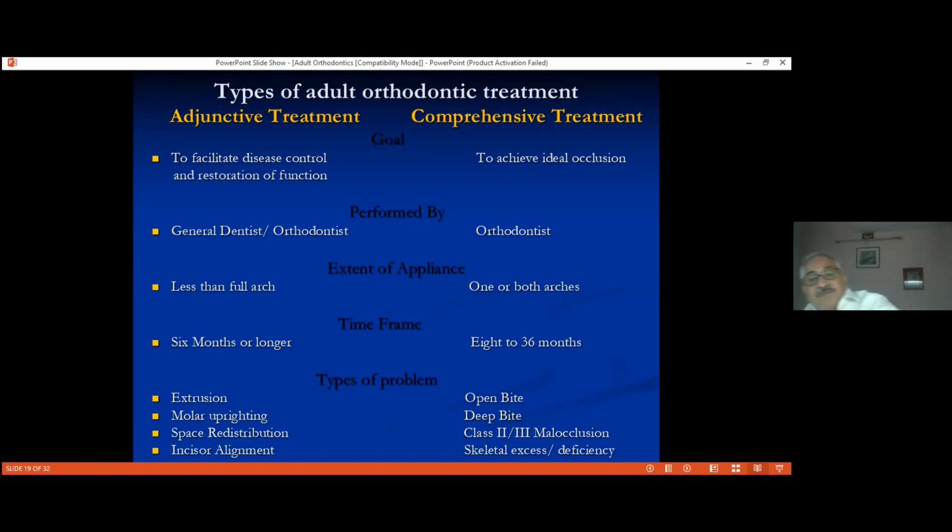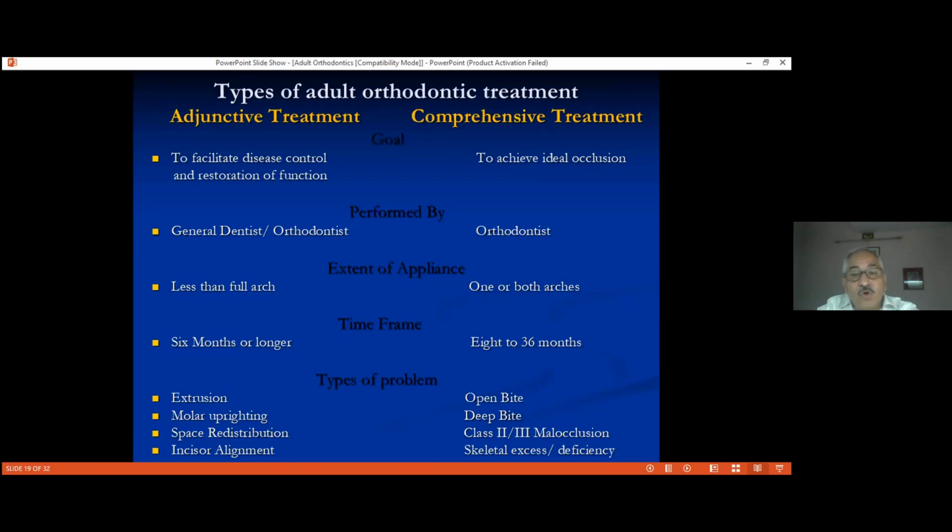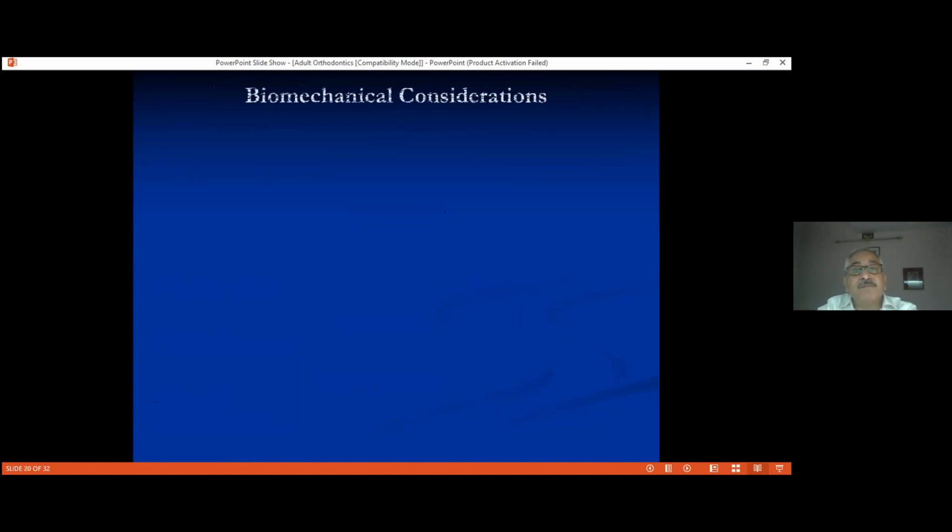Whereas in comprehensive treatment, apart from open bite and deep bite, we need it for class 2 or class 3 malocclusion, which can be purely for orthodontic reasons, or orthodontic treatment followed by orthognathic surgery. Now, where there is a skeletal excess or deficiency, it always needs a surgical intervention. So orthodontics as a pre and post surgical consideration is always taken into the treatment option in a comprehensive treatment plan.